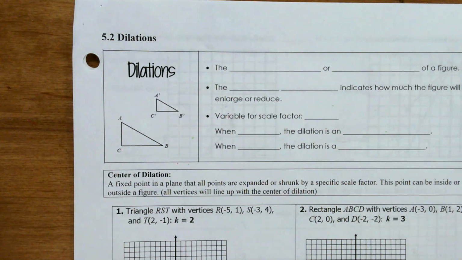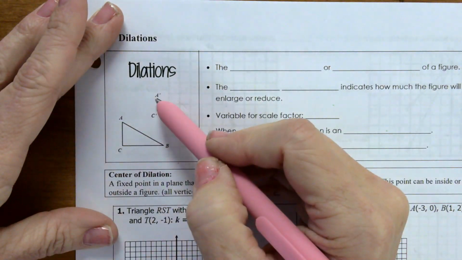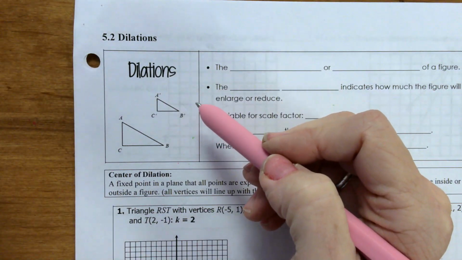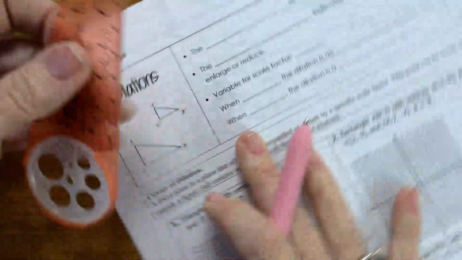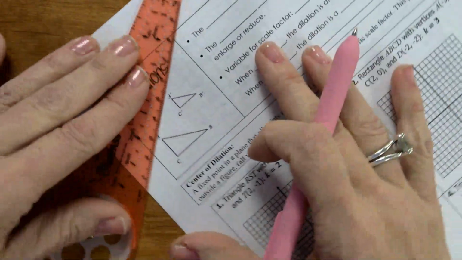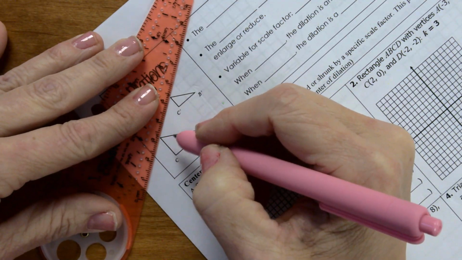All right, here we go with dilations. Okay, we have A to A prime, C to C prime, and B to B prime. And you all have a ruler, so I want you to grab that ruler. And here's what I want you to do. I want you to line up A and A prime.